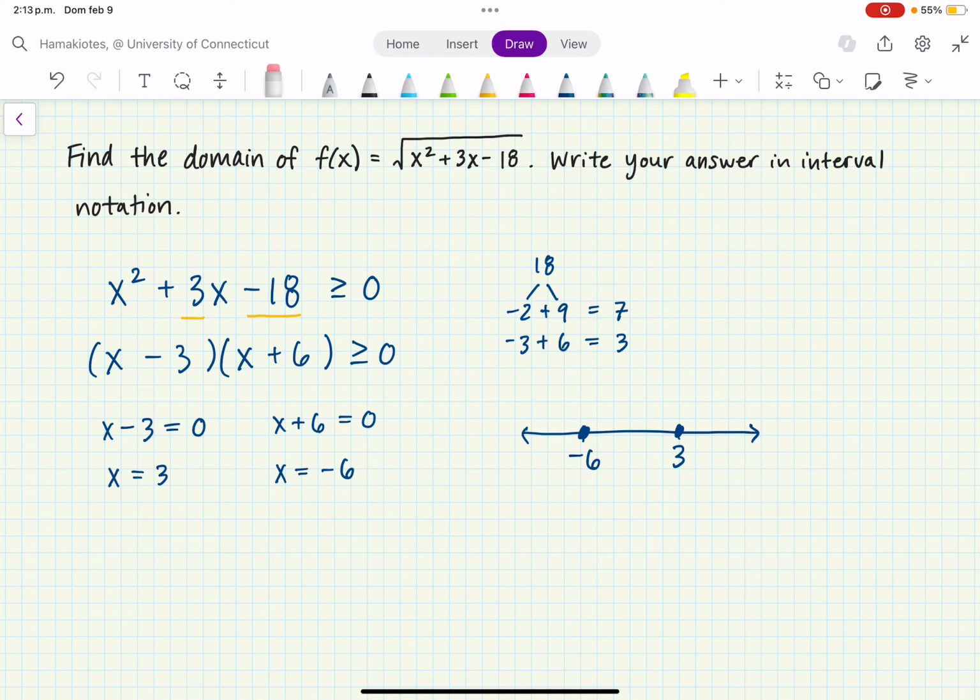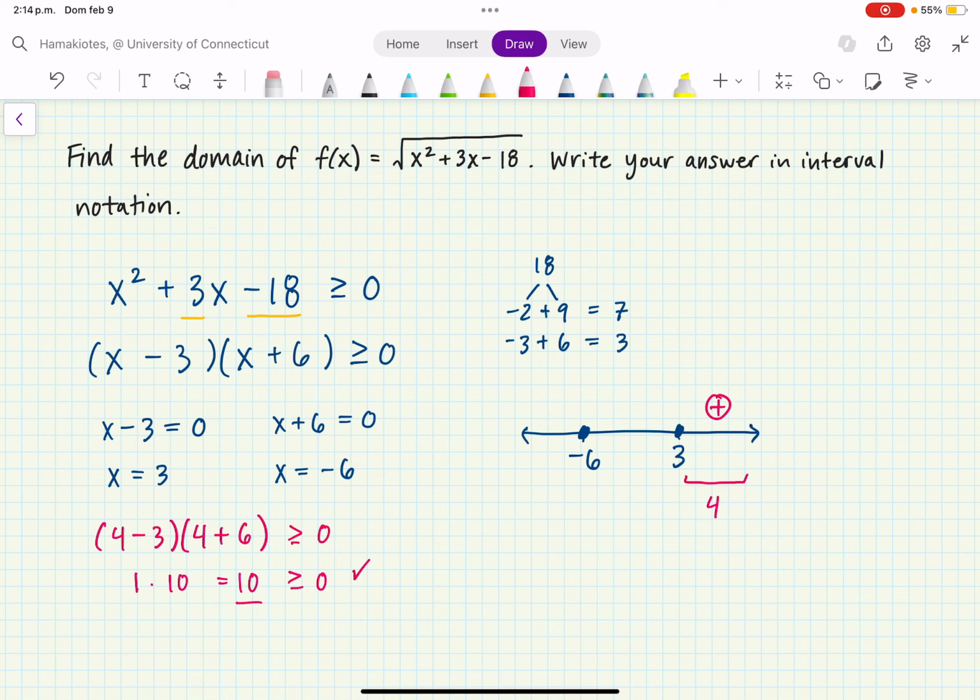So we can start with this positive section. So let's try 4. If we plug in 4, that gives us 4 minus 3 times 4 plus 6. So 4 minus 3 is 1. 4 plus 6 is 10. So this equals 10. Is that greater than or equal to 0? Yes, it is. And it is positive.